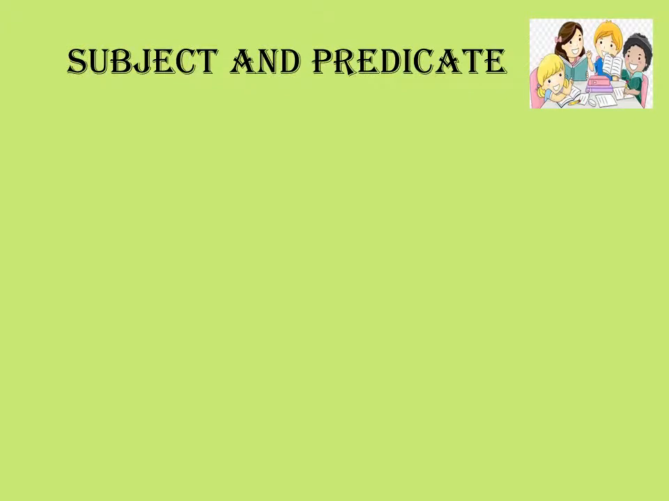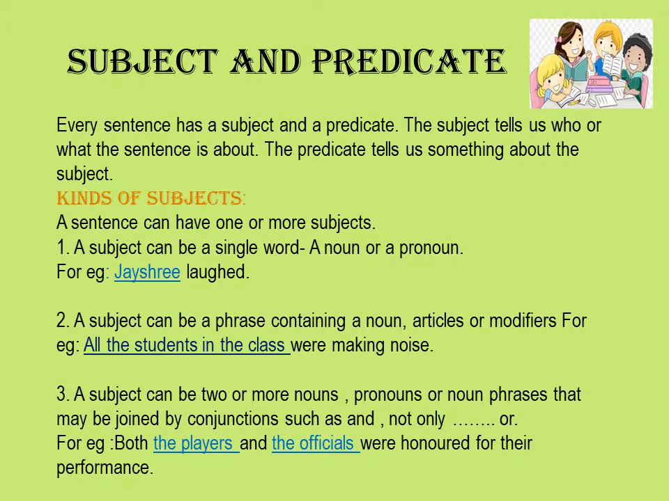Now, subject and predicate. Every sentence has a subject and a predicate. The subject tells us who or what the sentence is about. The predicate tells us something about the subject. Okay, the kinds of subjects. A sentence can have one or more subjects. Number one, a subject can be a single word, that is a noun or a pronoun.